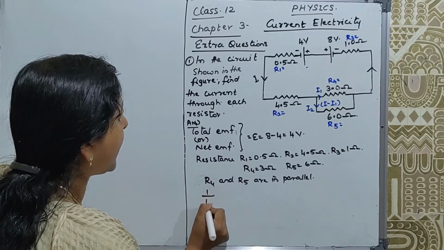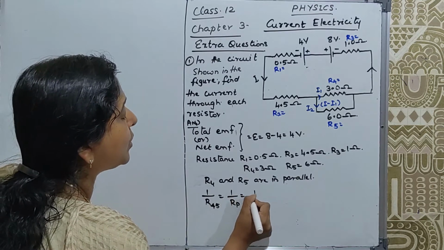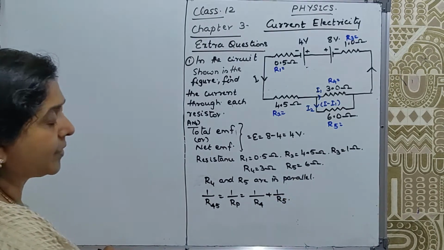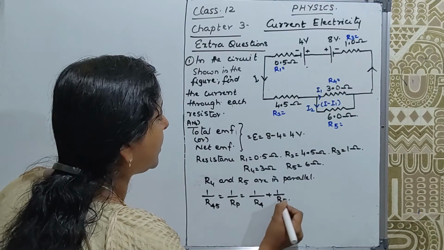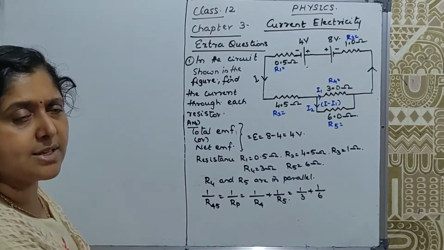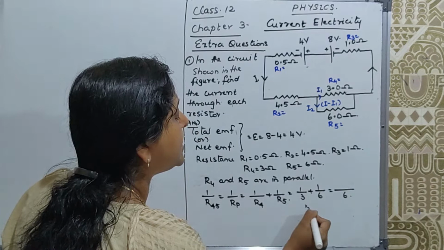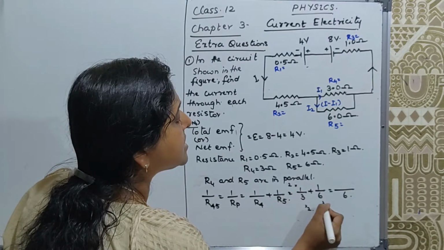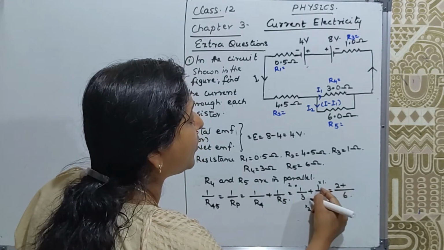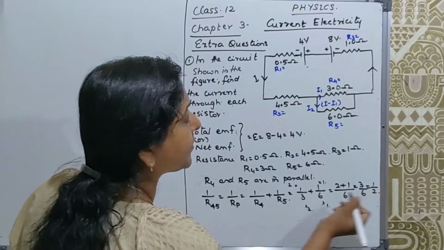So 1 by R parallel is equal to 1 by R4 plus 1 by R5. So it will be equal to 1 by 3 plus 1 by 6. LCM of 3 and 6 will be 6 only. So 3 into 2 is 6, so 1 into 2 is 2. And 6 into 1 is 6, so 1 into 1 is 1. So 2 plus 1, equal to 3 by 6, which is equal to 1 by 2.